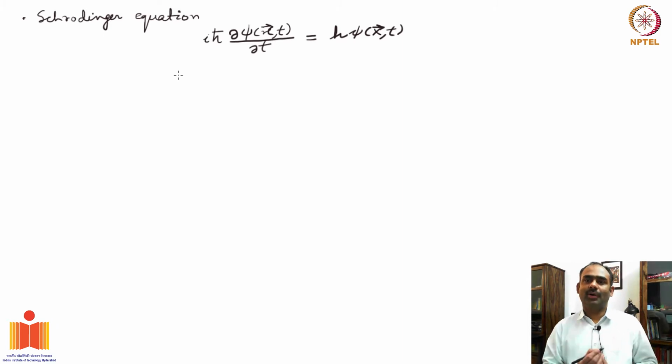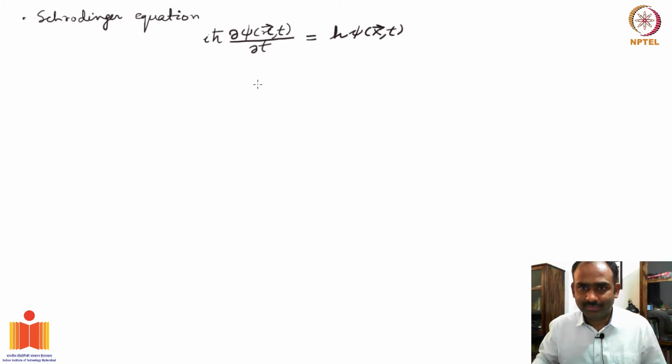It's i h bar del psi(x, t) over dt is h psi. I will use a small h because I'm going to use capital H later. Here small h is the Hamiltonian of the system which we are studying. So you know what h is, where, let me write it down here.